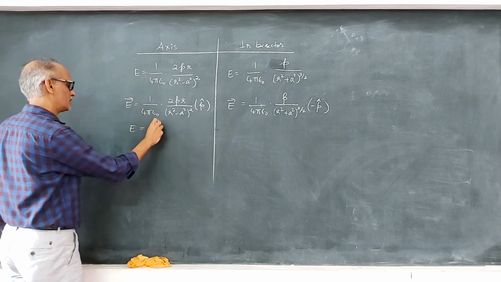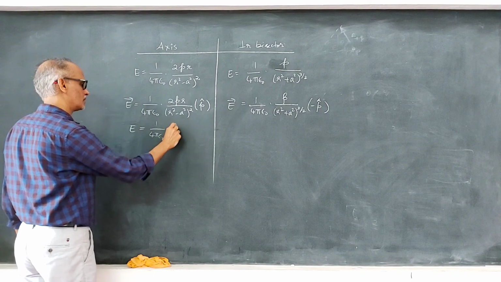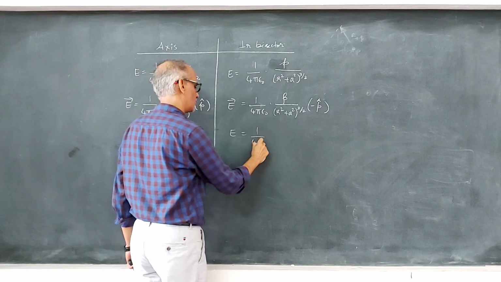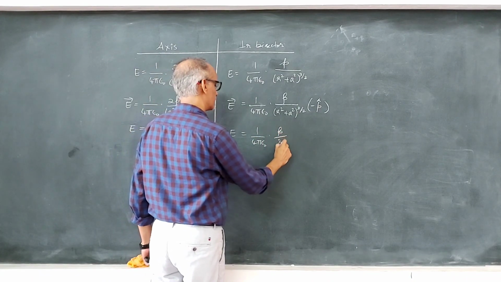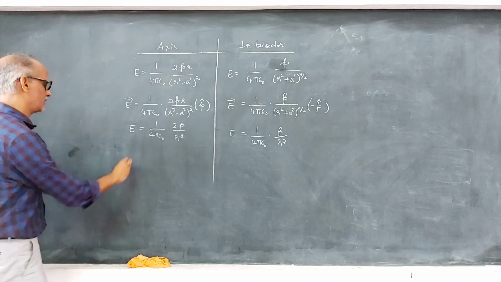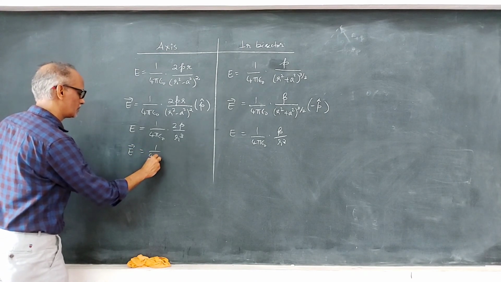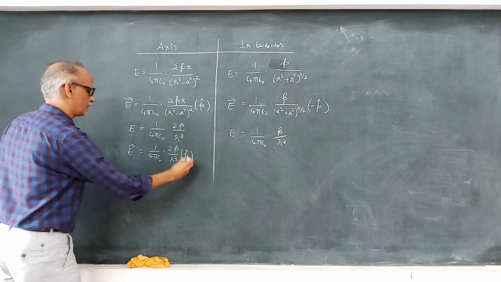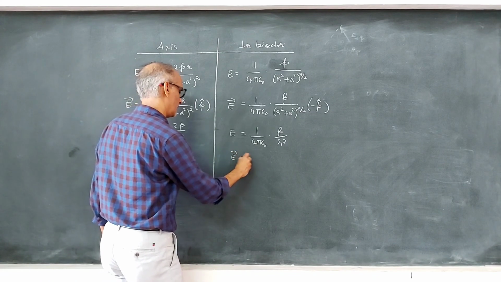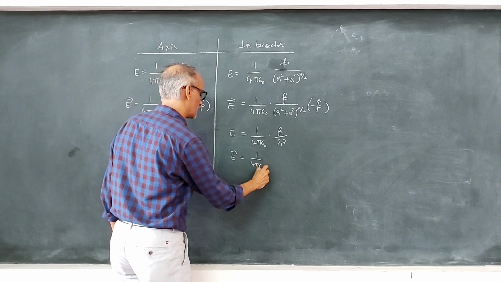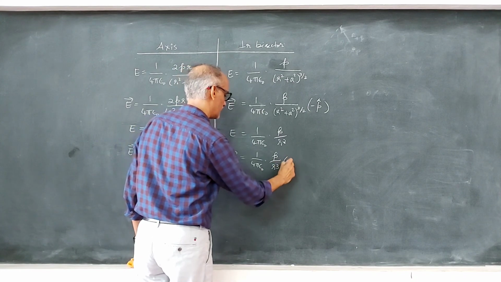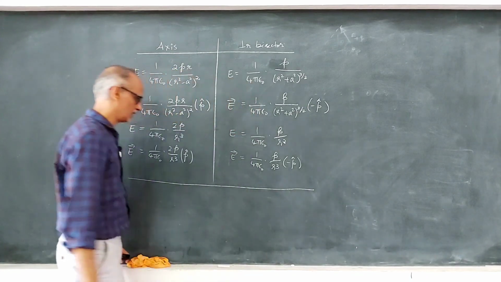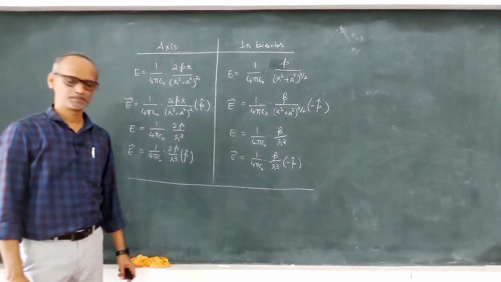Then for a short electric dipole, E is equal to 1 by 4 pi epsilon naught, 2p by r cube. Here E is equal to 1 by 4 pi epsilon naught, p by r cube. Same thing in vector form: vector E is equal to 1 by 4 pi epsilon naught, 2p by r cube, and then introduce a unit vector, and here vector E is equal to 1 by 4 pi epsilon naught, p by r cube, and then minus p cap. So these are the comparative equations in the two cases.